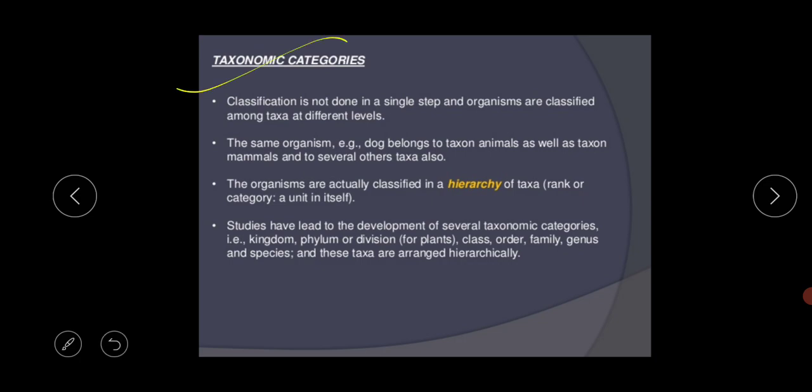The next thing is the taxonomic category. What is the meaning of taxonomic category? This is a very important portion for your examination.